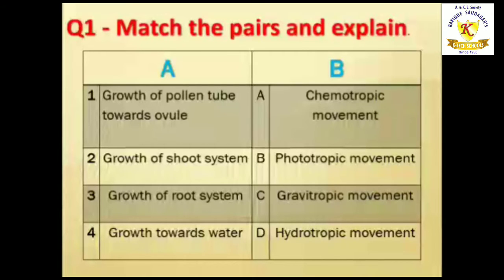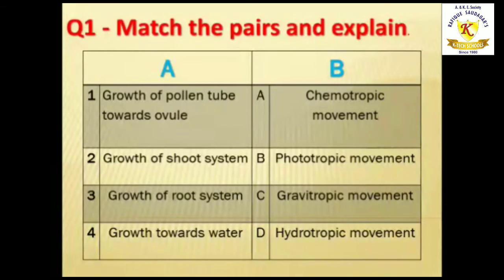Question number 1. Match the pairs and explain. Here we have two columns, column A and column B. First one, growth of pollen tube towards ovule. So the answer is chemotropic movement.